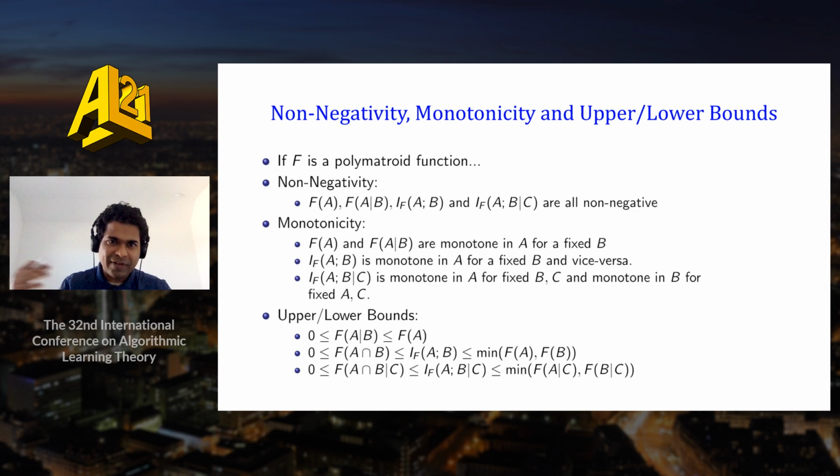This actually follows directly from the definition of these functions, basically polymatroid functions. And you can also show that these are monotone. So f of a and f of a given b are monotone. f of a comma b is monotone in one set, fixing the others. And similarly, the conditional mutual information is monotone, right?